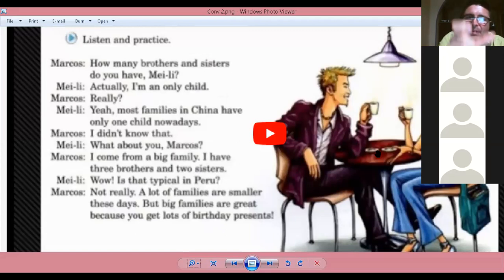So you will talk about your family, whether you come from a big, small, or medium family. And you have to be very specific and say how many people there are in your house. Are the instructions clear?